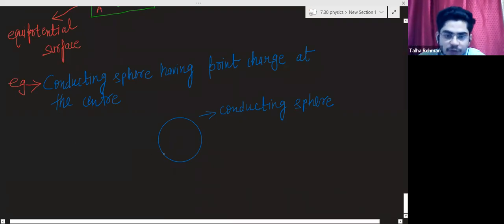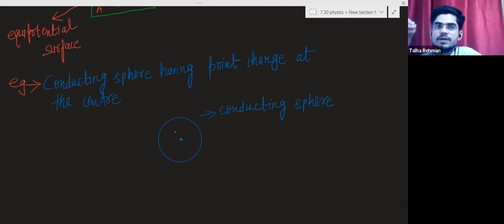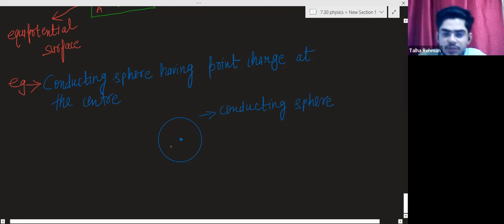When you give charge to any conductor, whether it is a sphere or a cube, the charge will always appear on the surface. Charge will move towards the surface. This is the property of a conductor. So what will happen in this case?